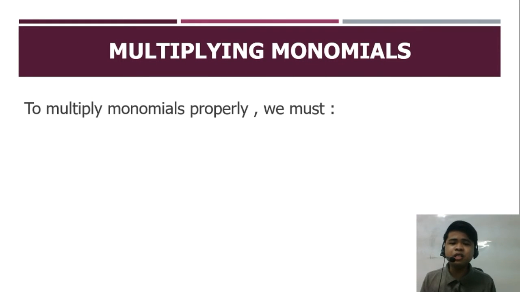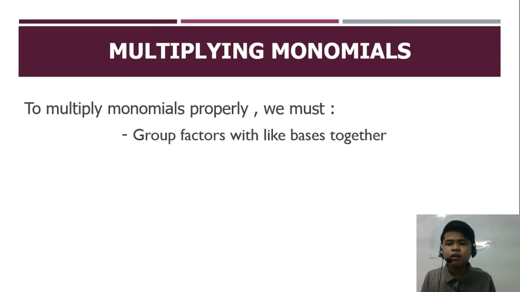Okay, let's proceed to multiplying monomials. To multiply monomials properly, we must group factors with like bases together. And lastly, multiply. Again, there are only two steps in multiplying monomials properly. First is group factors with like bases together. And lastly, multiply.